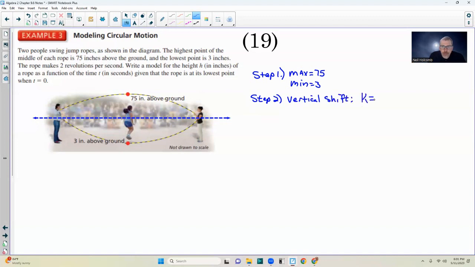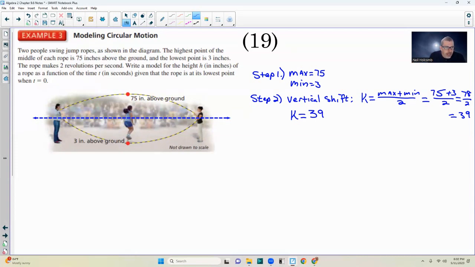Well, that's k equals the max minus the min divided by 2. So that's going to equal the maximum, which is 75. I'm sorry, not minus, plus. The maximum plus the minimum, because it's not going below the ground, it's going above. Max plus the minimum divided by 2, which is 78 divided by 2, which is 39. So k equals 39. So what that means is this midline is 39 inches above the ground.